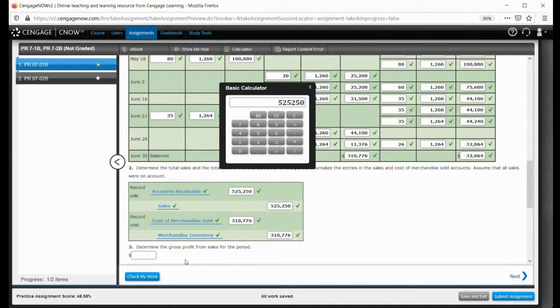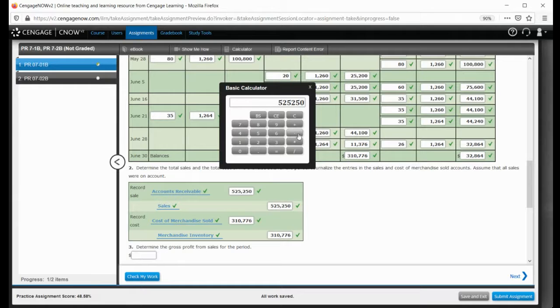On the next part of this, they want you to determine the gross profit from the sales for the period. Now, the gross profit is found by subtracting the cost of merchandise sold from the total amount of the sales. Your sales total amount was $525,250. That's what I have in my calculator already.